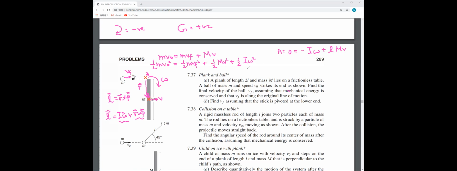If you take the angular momentum at point B, it's still fine. There's an initial angular momentum of the ball. This is a clockwise angular momentum, so that should be negative L m v naught. Let me write down the formula.